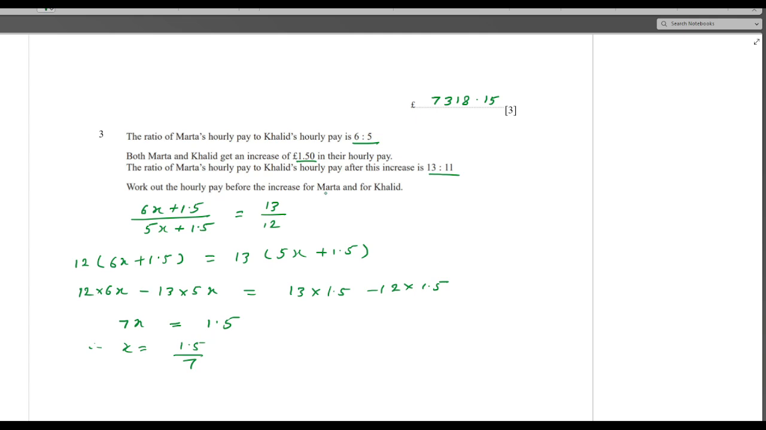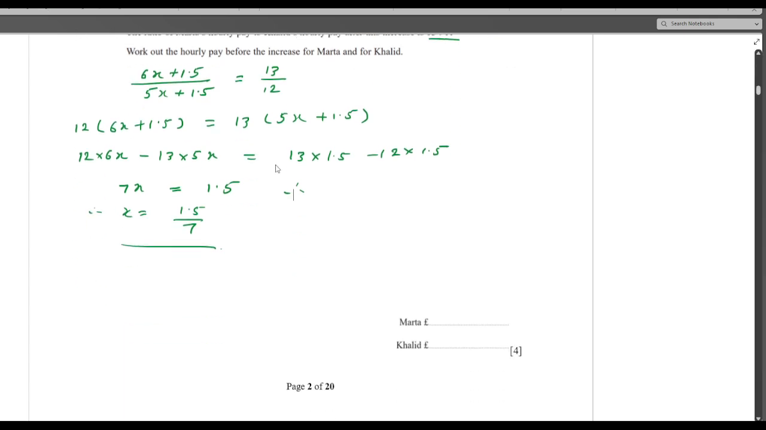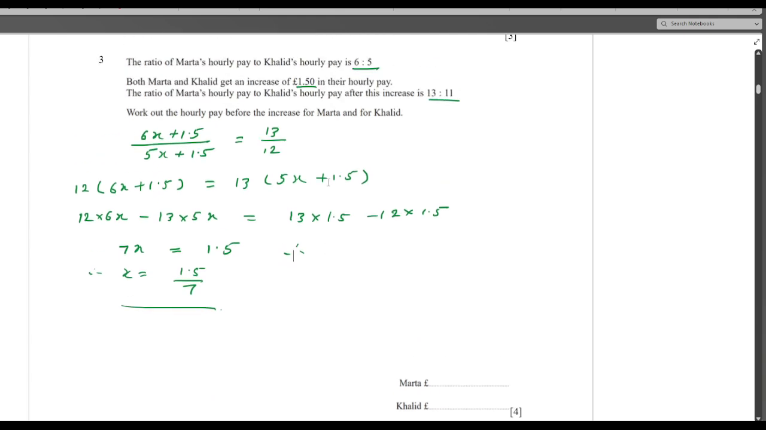This is the value of x. Now here, this is the value of x. So therefore, here Martha's hourly pay. Now let us go down. So therefore, for Martha, your amount will be 6x, which is equals to 6 times 1.5 divided by 7.